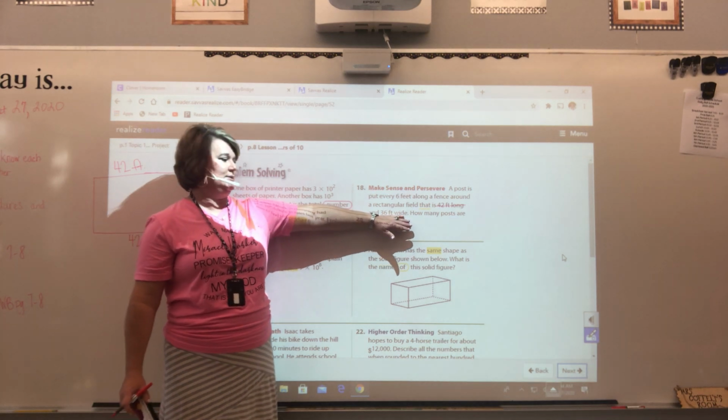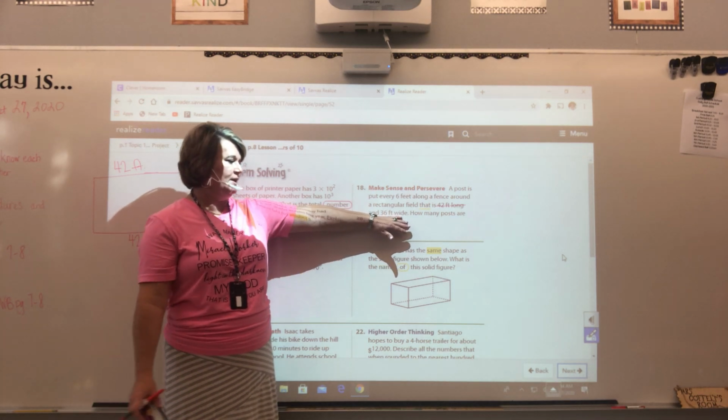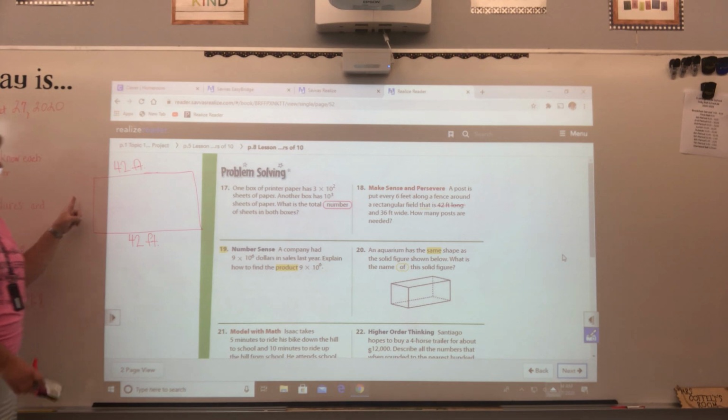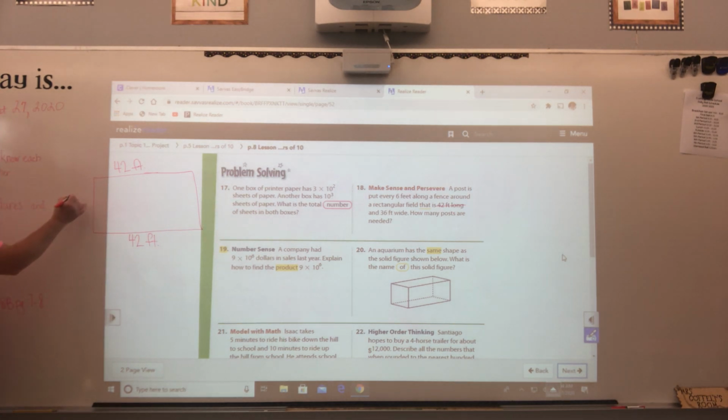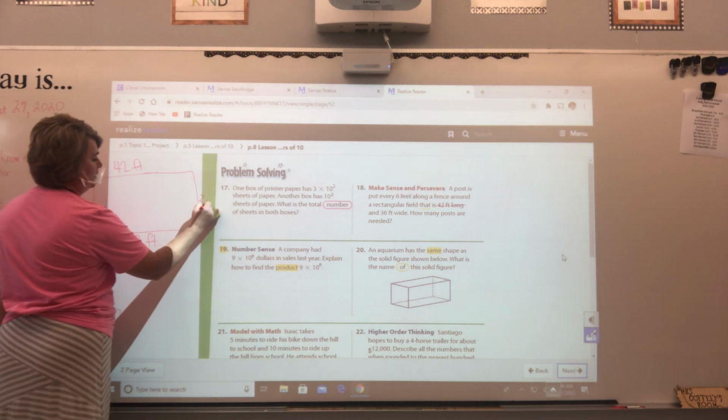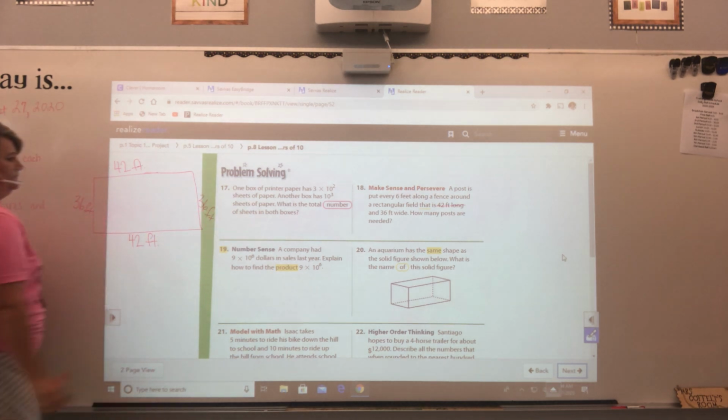How wide was it? Does it say right here? Just say it. 36. So do I put 36 on the left side or on the right side? Just say it. Both. Good. 36 foot here and 36 foot here. Okay. So I'm going to be right here, kind of pretending this is my field. Eyes up here. I'm going to put my first post right here.